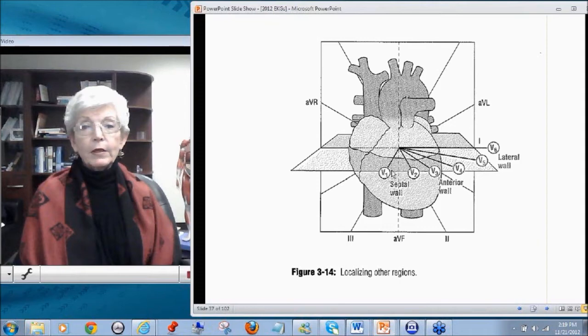So again, localizing, another way to look at it is V1 and 2. This is my septal wall between there. So changes in leads V1 and V2, I'm looking at septum. V3 and 4, I'm looking at the anterior wall of my heart. And out here in my axillary area, I'm looking at the lateral wall of my heart.